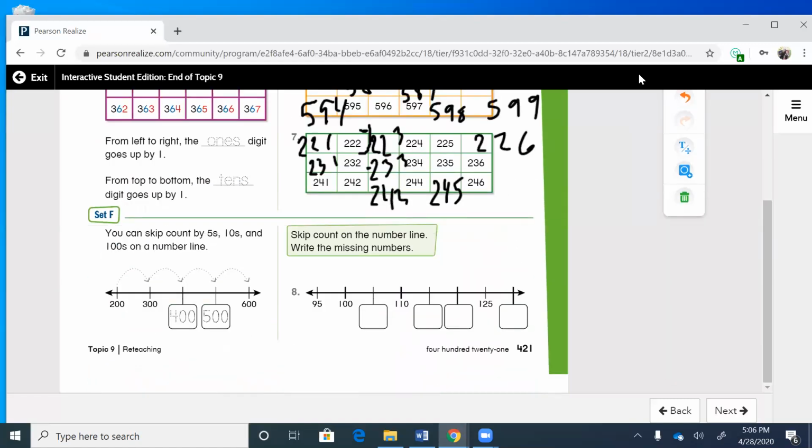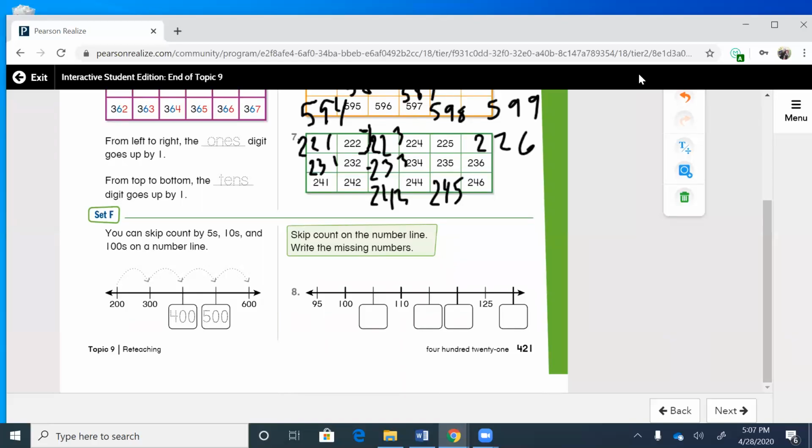All right, and now this is pretty much the same thing. It's just that it's on a number line. So the first thing we have to do is look and figure out what the pattern is. So this chapter, it was fives, tens, and hundreds. So you have to just figure out which one it is. 95, 100, blank, 110, blank, blank, 125, blank.